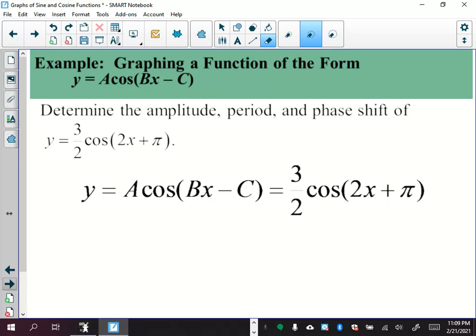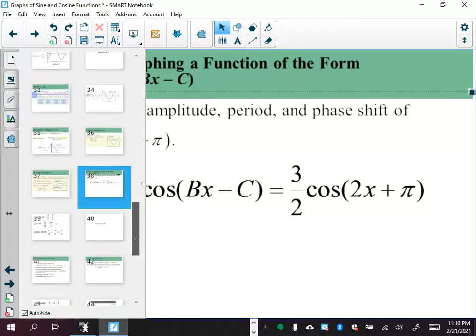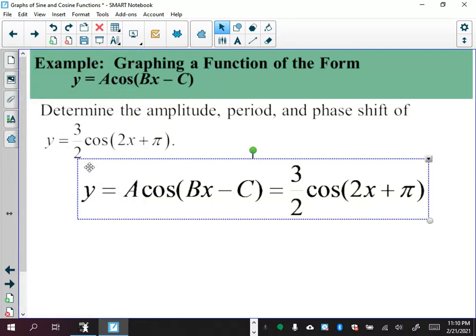So now, determine the amplitude, period, and phase shift of 3/2 cosine of 2x plus pi. I'm not looking for anything else except amplitude, period, and phase shift. So as I'm going through this, I want to identify my A, B, and C. My A is the 3/2. My B is going to be the 2. And then my C, notice how the form says negative C? So actually my C in this case is going to be a negative pi.